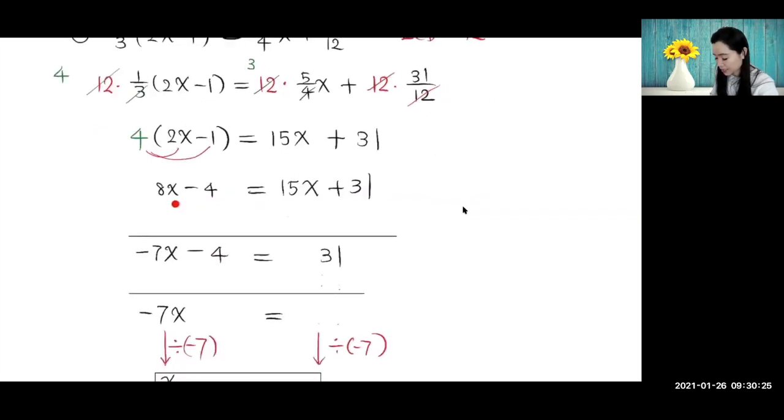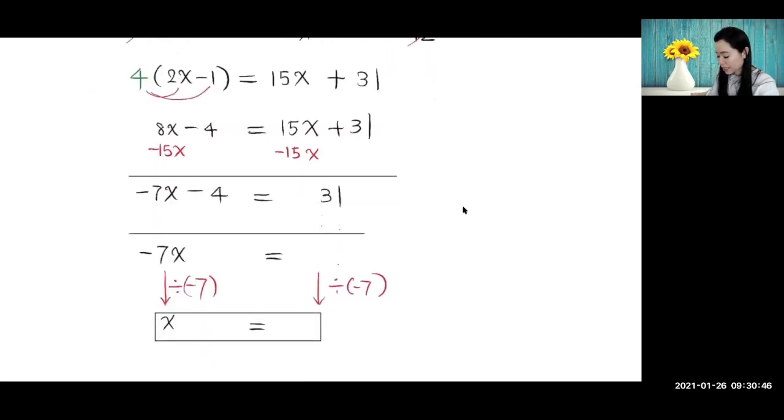Now I want this x on the left side. So I need to get rid of this 15x on the right side of the equation. So I will subtract 15x on both sides. And that will give me negative 7x minus 4 equal to 31. And I want the number on the other side. So we get rid of this number. So we will add 4 over here. So that way this side you have 35.